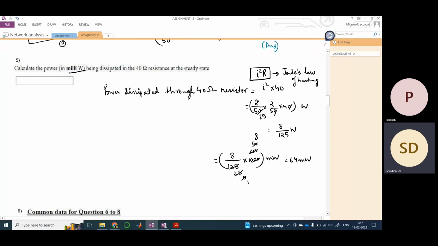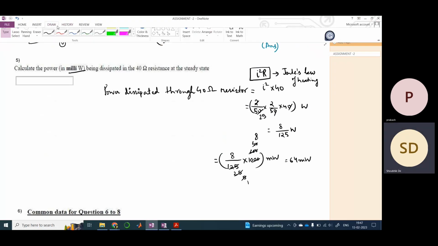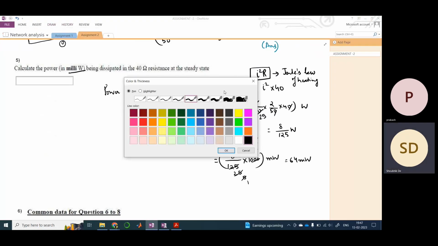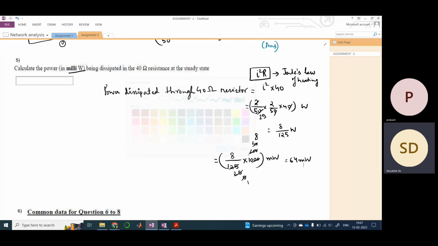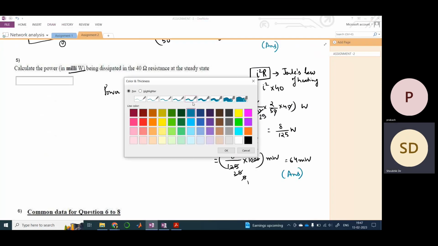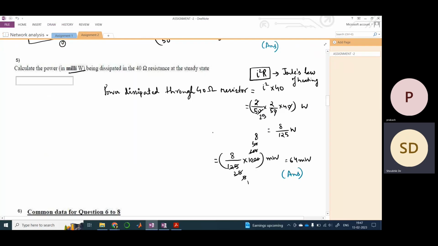Pretty simple. You just need to know how a capacitor works in steady state, or at time t equals 0 when the switch is being closed. Once you do that, the answer is straightforward.